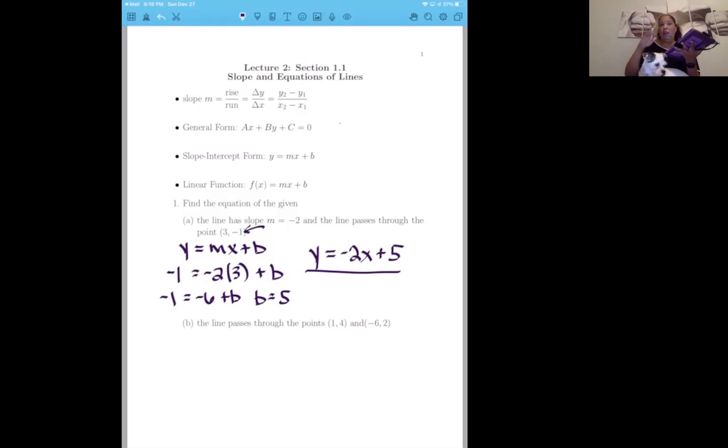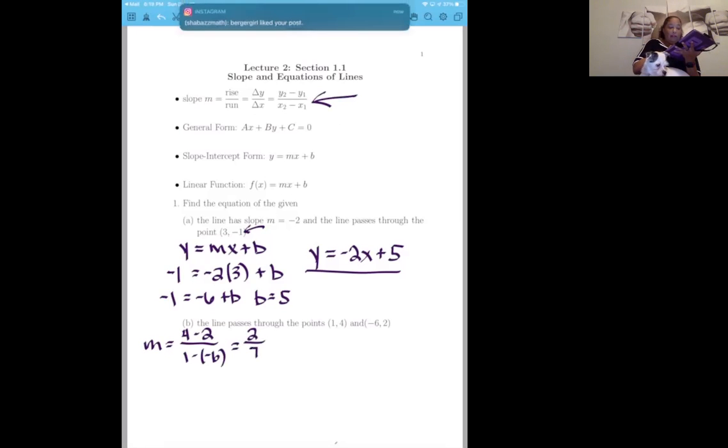The next example says it passes through the points (1, 4) and (-6, 2). Right? So they give me two points, they don't give me a slope. But since I have two points, I can find the slope, right? Change in y over change in x. So my slope is going to be 4 minus 2 over 1 minus -6. Which one you choose for 1 and which one you choose for 2 does not matter as long as you stay consistent. So 4 minus 2 is 2, and 1 minus -6 is 7. So my slope is 2/7.